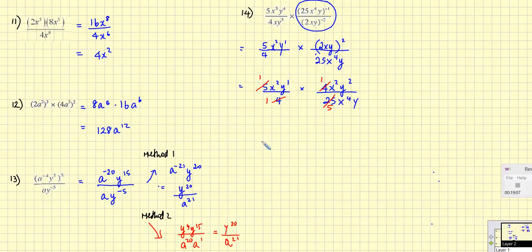So I'm going to say I've got x squared times x squared gives me x to the power of 4, and y to the power of 1 times y squared will give me y cubed, and that's all divided by, now I've got 1 times 5 is 5 down here, so let's not forget there's a 5 in the denominator. And then I just have x to the 4th y.